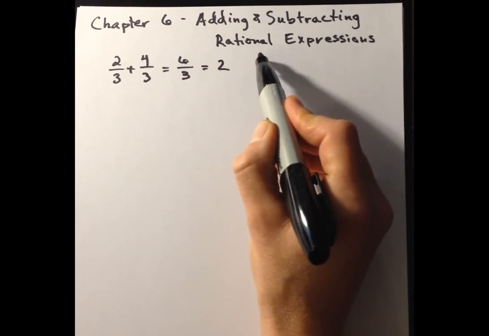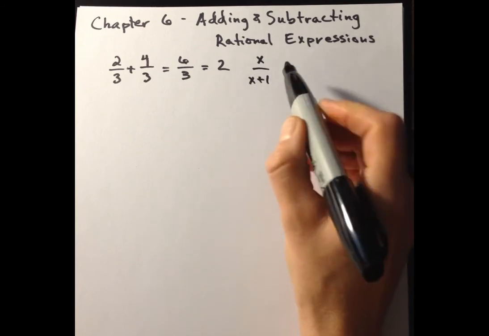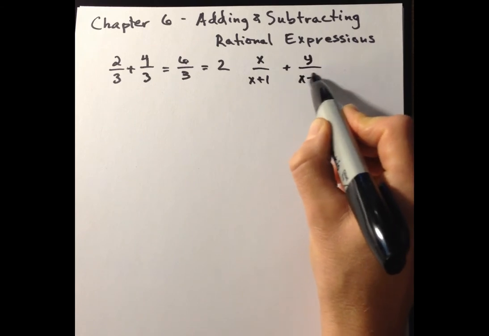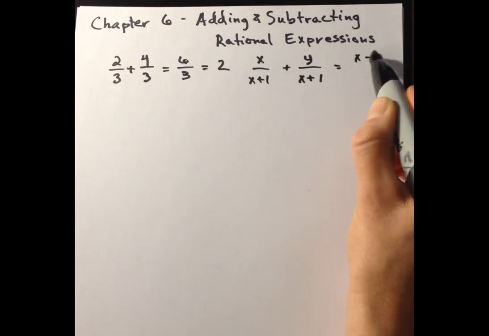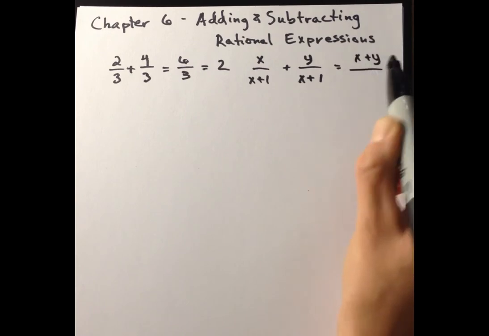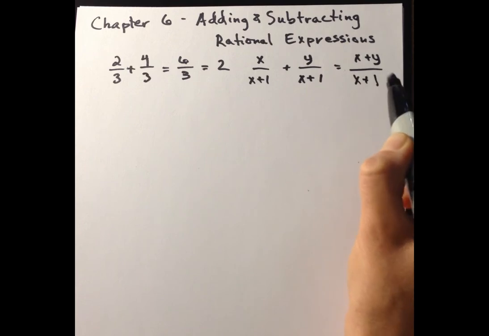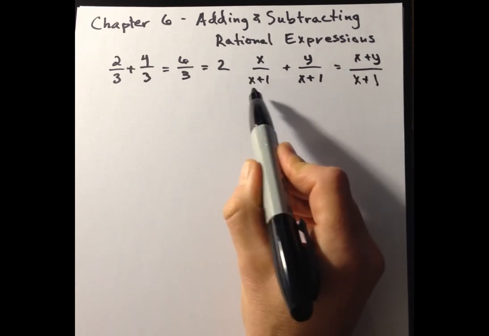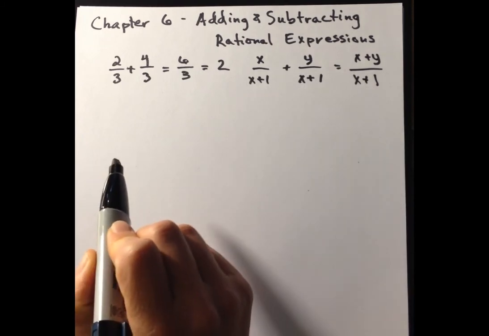If I have, say, x over x plus 1 plus y over x plus 1, then I can just add the numerators, x plus y, and the denominator remains the same. Never add denominators. I don't want to ever see that. Never add the denominators. The denominators have to be the same.